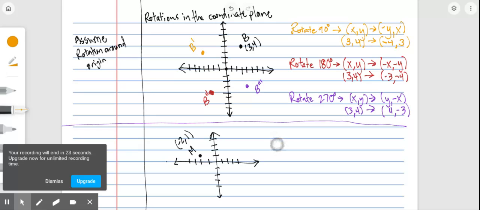Okay, you should be back. So when you rotate 90 degrees, you go from the coordinate (x, y)... Oh, I'll have to do this in the next video.